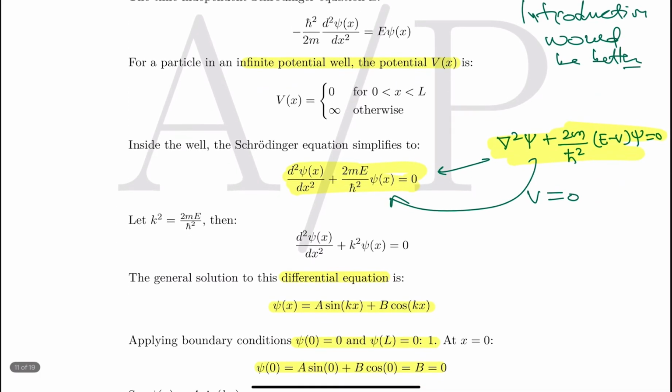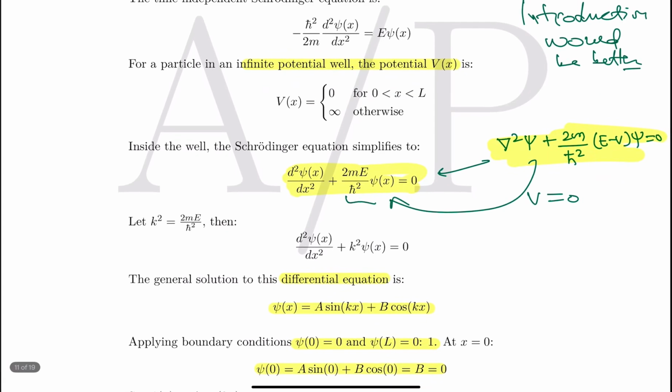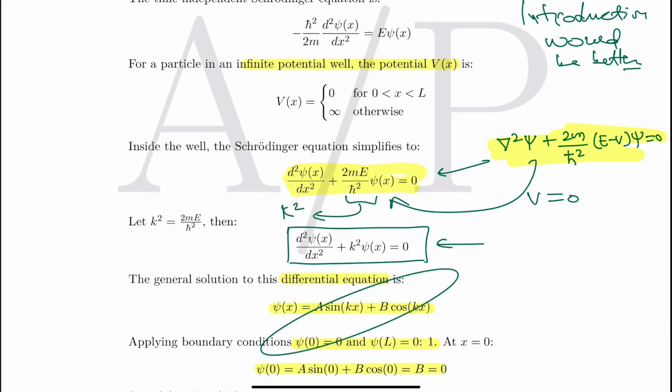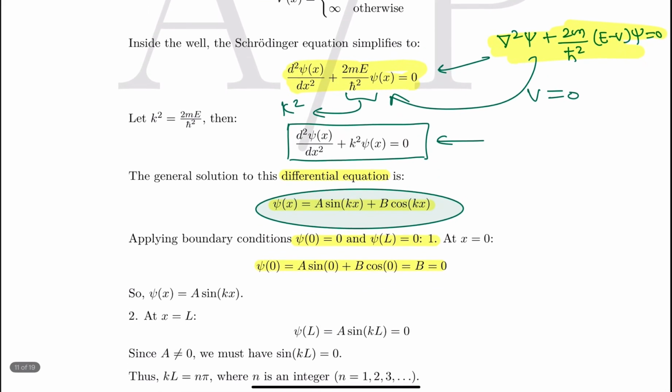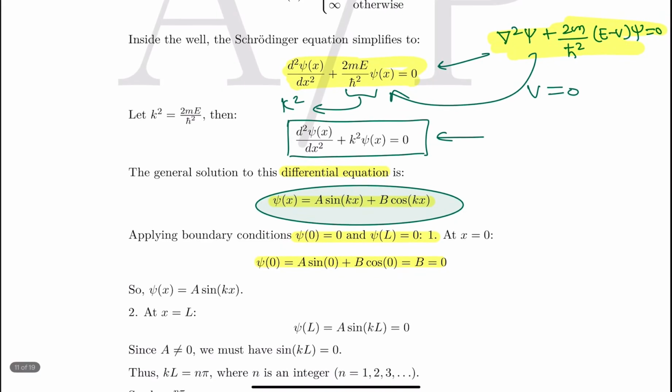Now what we do is put this particular value as k square. This will help us solve this differential equation easily. When we solve that, the solution of this kind of differential equation is of sinusoidal form. So we are going to write that the solution is A sin kx plus B cos kx.